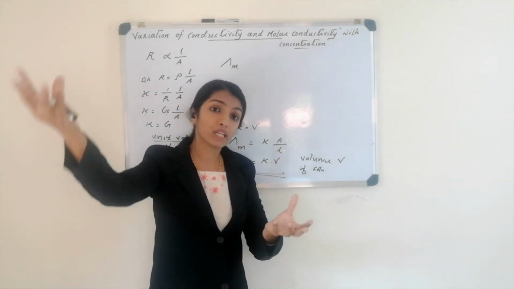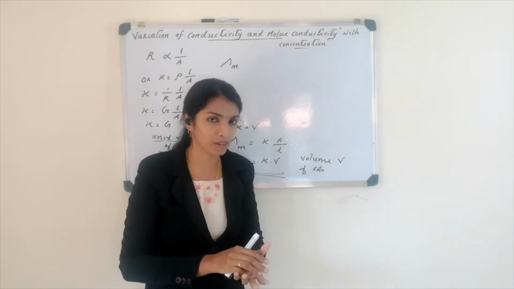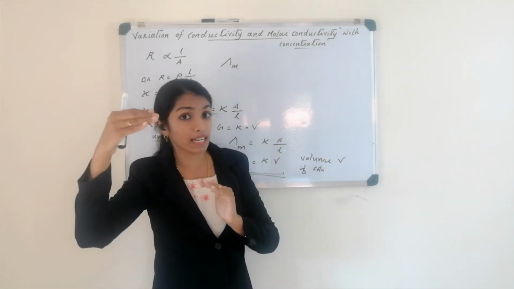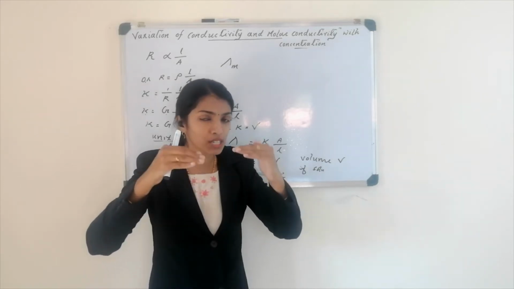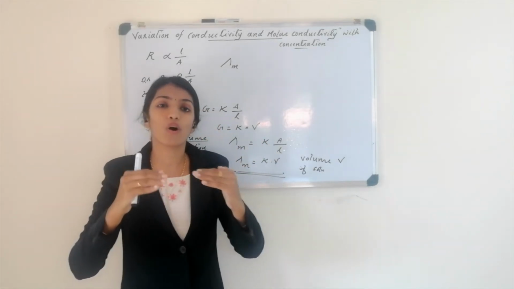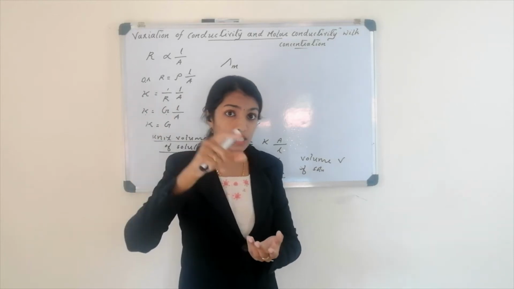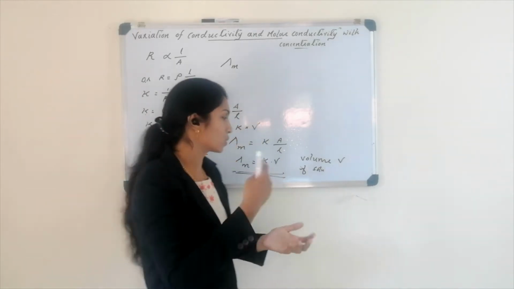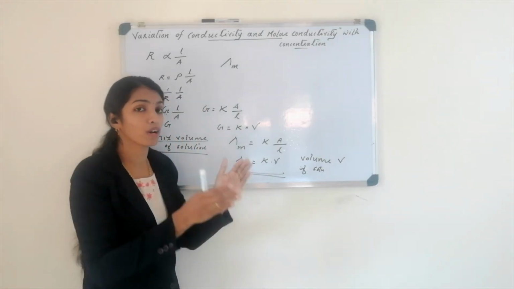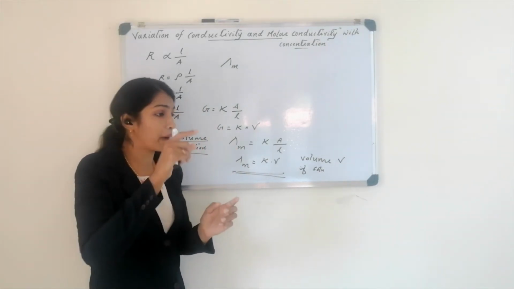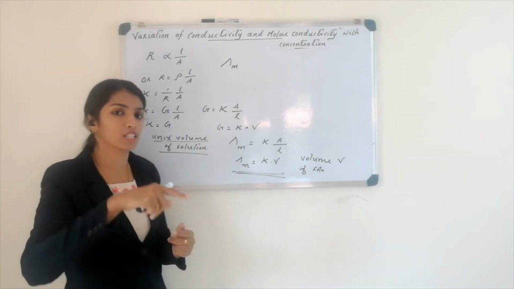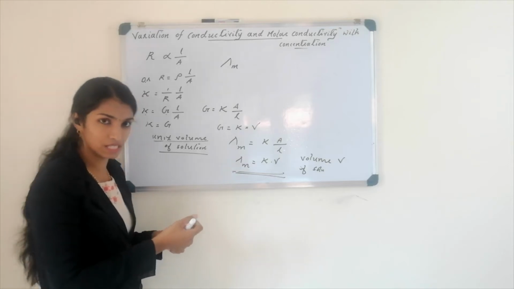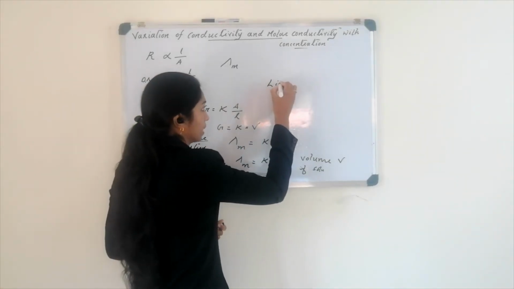If we add the maximum amount of solvent to the solution, we can say now this solution is at an infinite dilution. If the solution is at an infinite dilution, we can say its concentration becomes zero. When the solution is at infinite dilution, or at zero concentration, the maximum value of this molar conductivity is obtained. That maximum value of molar conductivity is known as limiting molar conductivity.